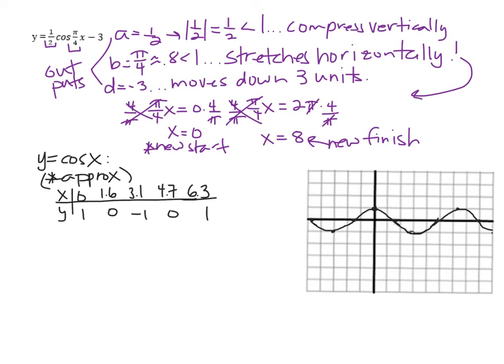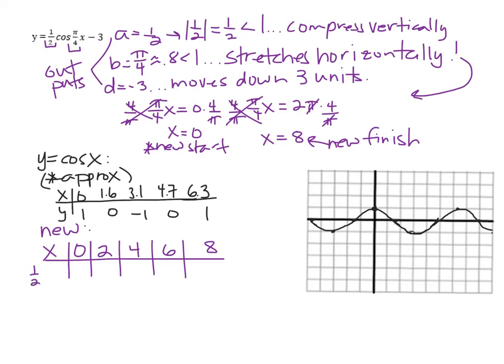For our new graph, all right, we have a start and finish for x, and we're going to go from 0 to 8. And we have to divide that up somehow in the middle. Halfway between 0 and 8 would be 4. I guess that wasn't so bad. Halfway between 0 and 4 is 2. How about halfway between 4 and 8? That would give us 6. So our new table, we can handle that. For our outputs though, remember we have an a value of 1/2, so we have to multiply our outputs by 1/2 first and then subtract 3. Let's see what we can do with that.